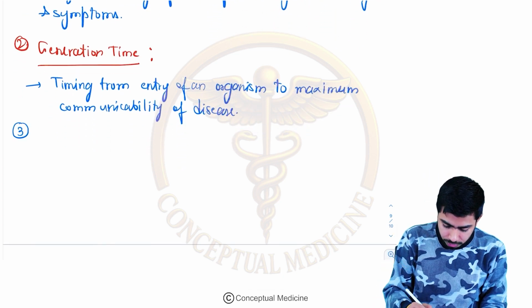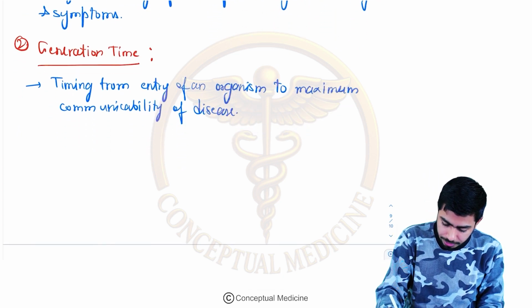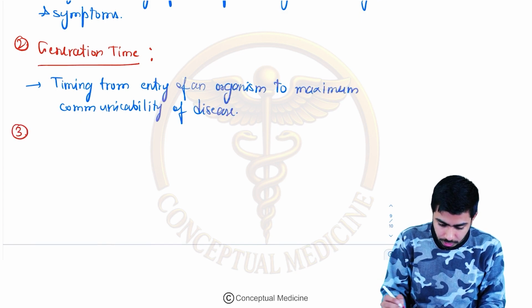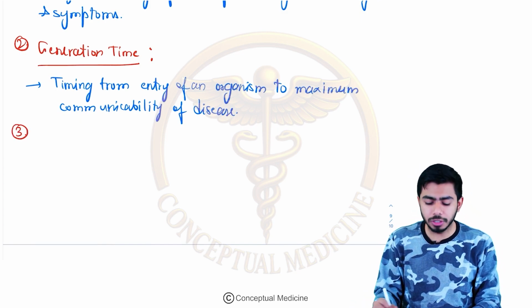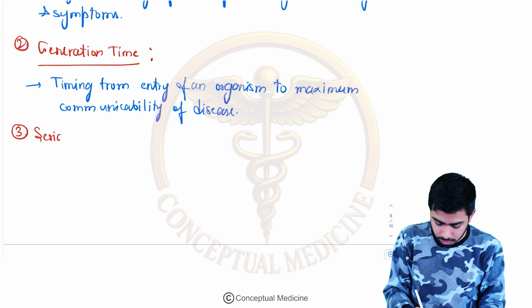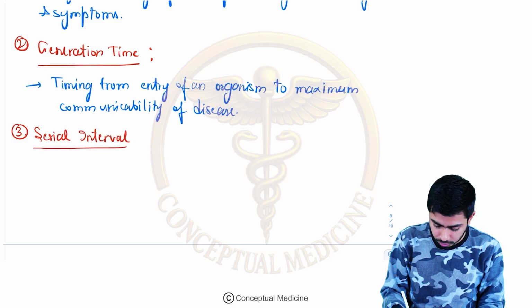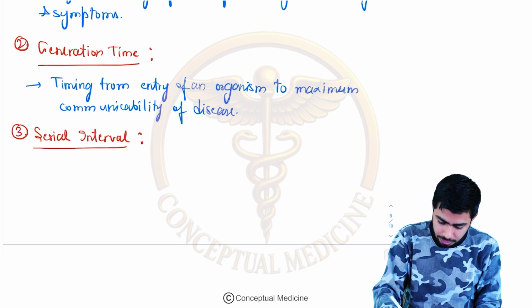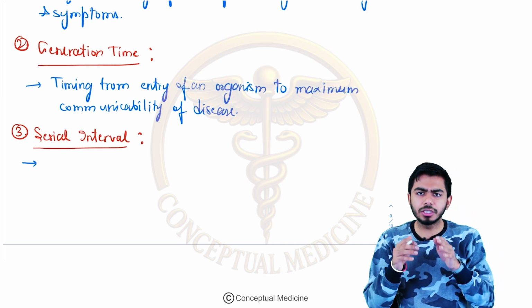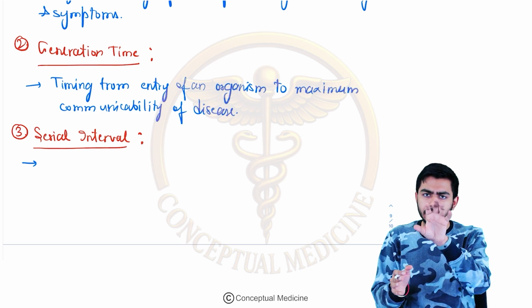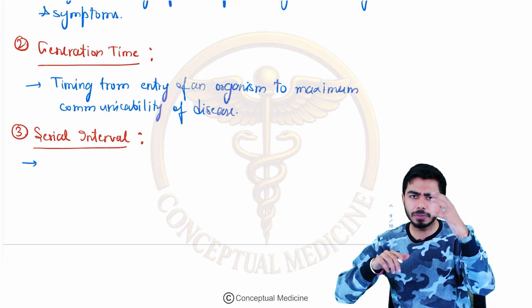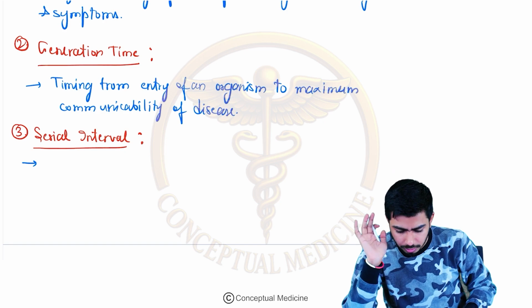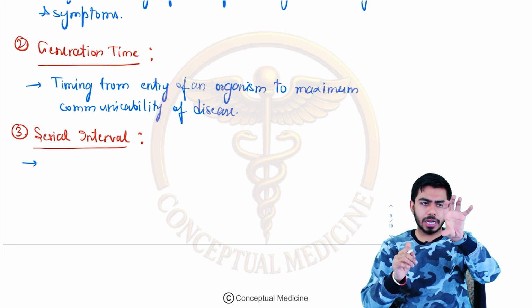Next, the third one is the serial interval. Guys, be very careful with that. The serial interval is basically the timing between the primary case and the secondary case. So any time interval between primary case and secondary case.